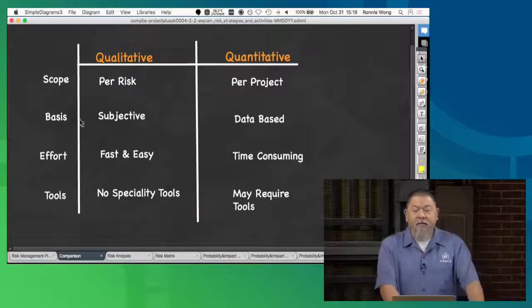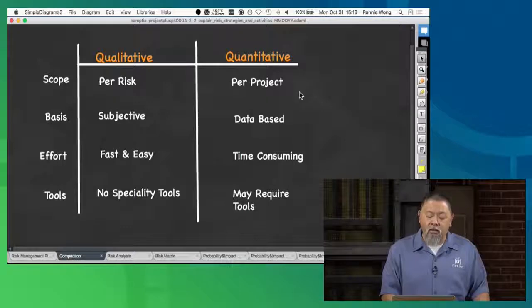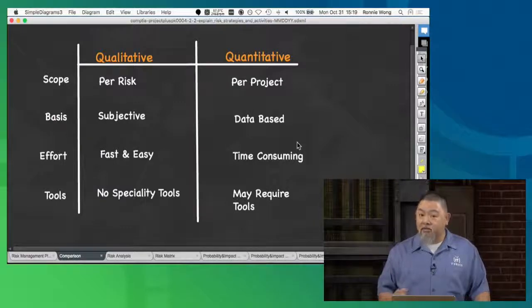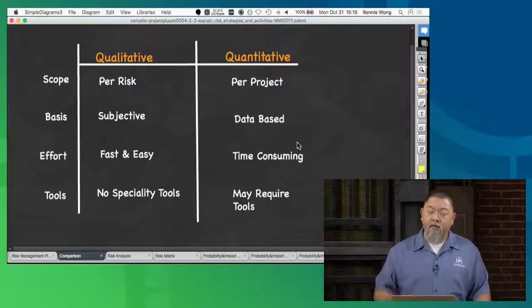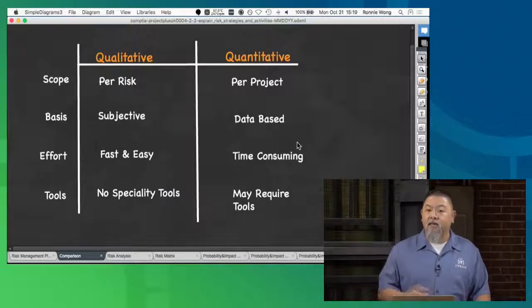The basis of qualitative analysis is essentially subjective, whereas quantitative is data-driven or data-based. That means we take a bunch of numbers and crunch them together, and the numerical product we get gives us the ability to create what we call a risk rating. A lot of times, we can then compare that to other types of risk and actually have them on a comparison chart as well.